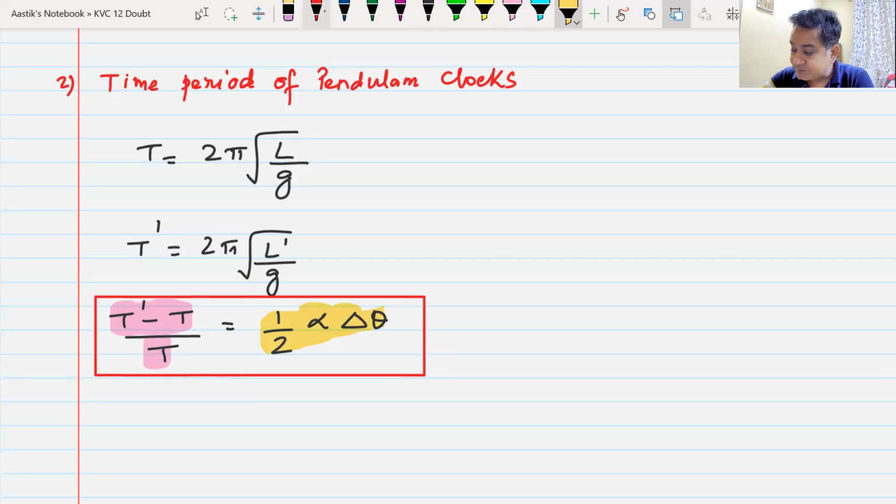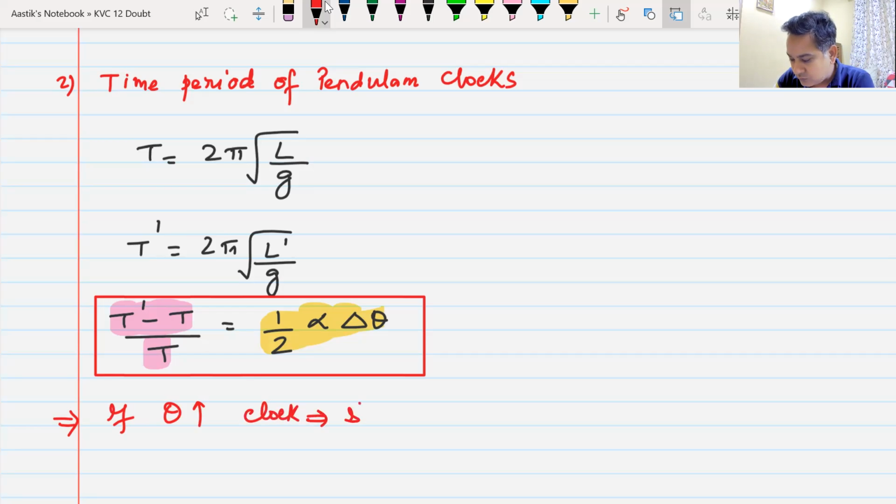Do we understand this? One more thing that you got to remember, because they might ask you as an option: if your temperature increases from the original calibration, what will happen? Will the clock become fast or will the clock become slow? Remember, the clock will become slow.